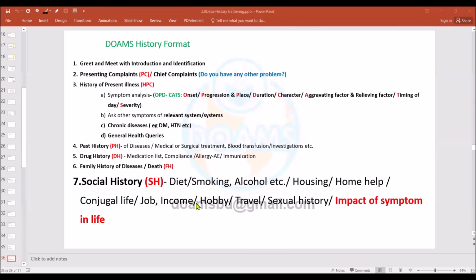I will start again about the diet. You start from the beginning in the social history about the diet. You are talking to Mrs. Akhtar. Okay, Mrs. Akhtar, I would like to ask about your diet. How about your usual habit of food?